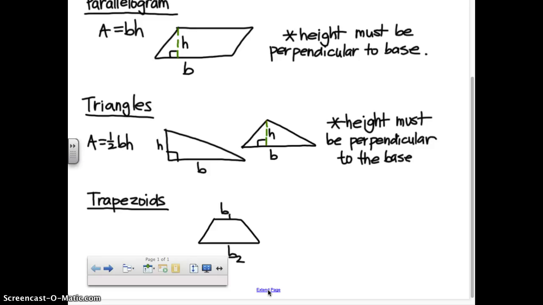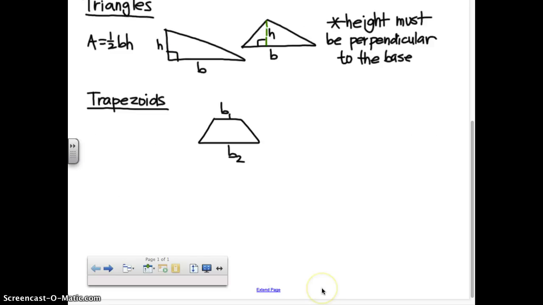Now, it sounds funny to say that we have a base on top, but we have a base on top. Okay? And with that base that's on top, we call that one base 1. We're going to use both of them. You also have a height. The height must be perpendicular to both bases. There's the height. Okay? You're going to get sick of seeing this, but the height must be perpendicular to both bases.